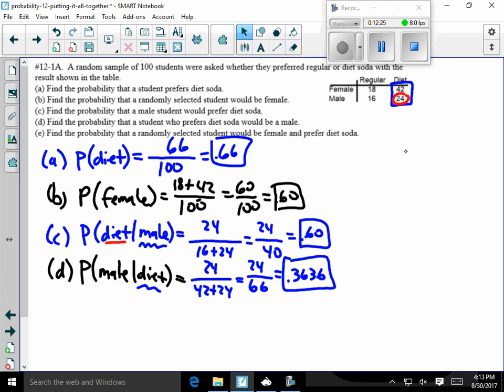All right, and then the last one says here for E that we want the probability that a randomly selected student would be female and prefer diet soda. So female and diet soda.